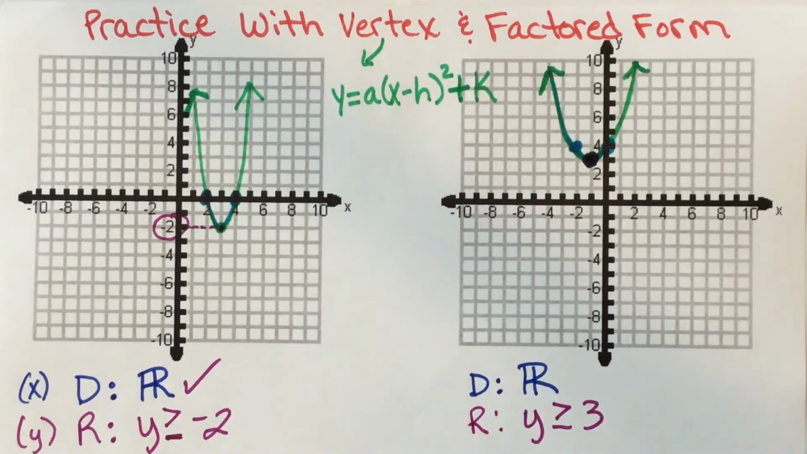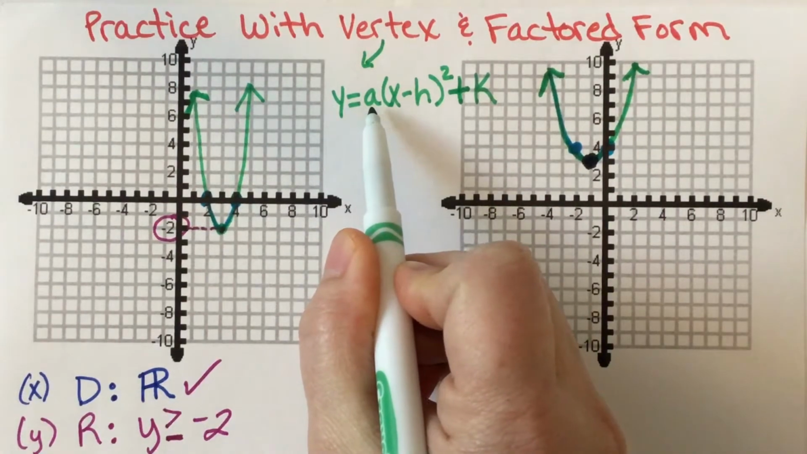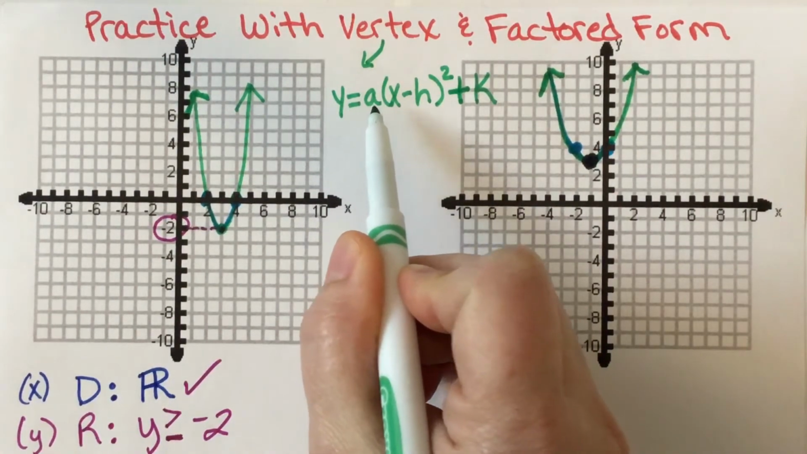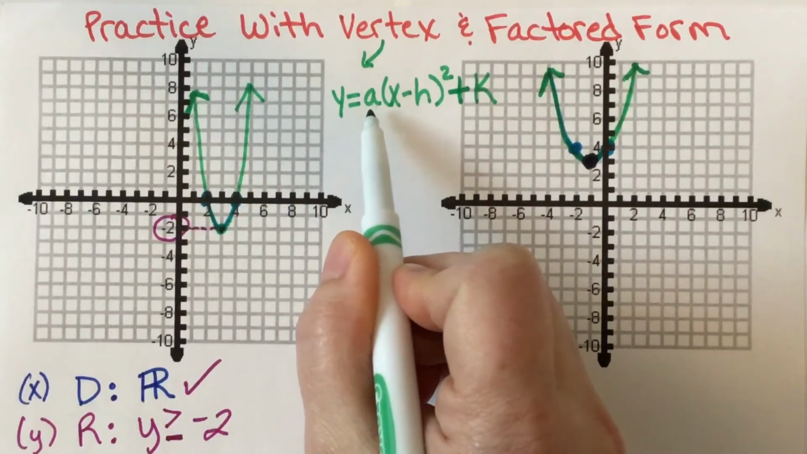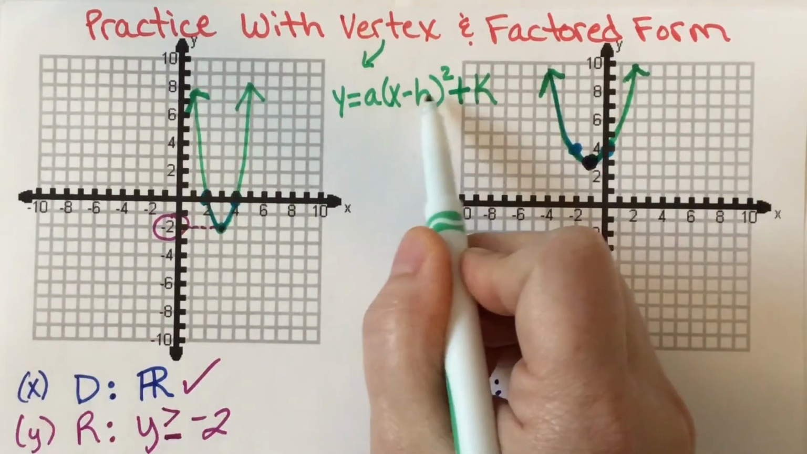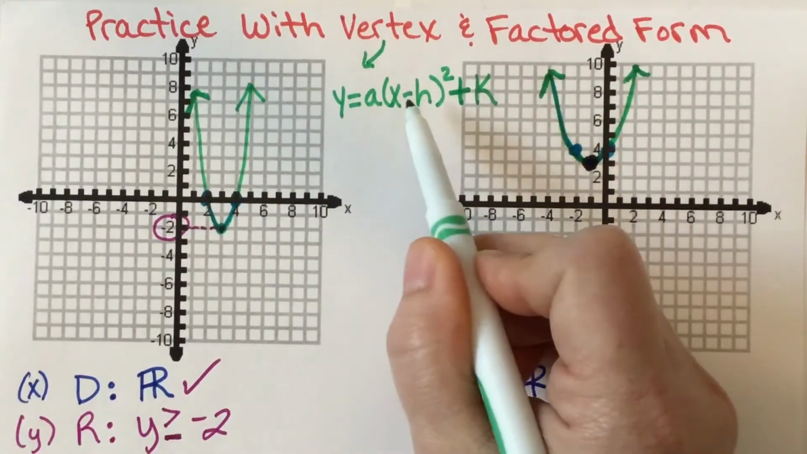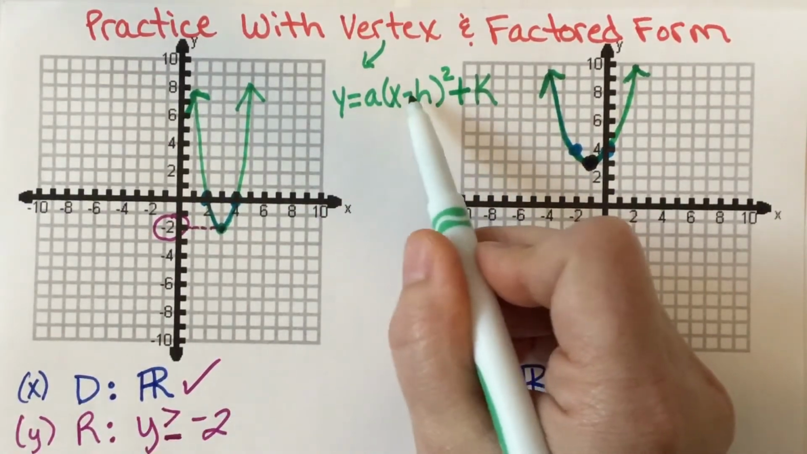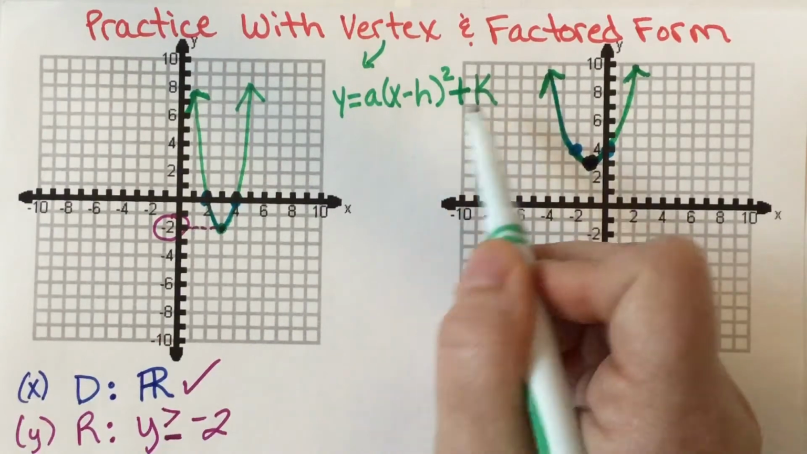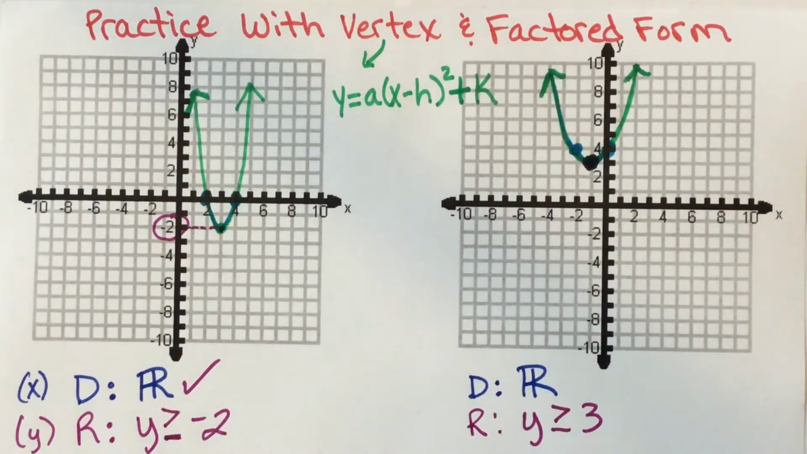Okay? So the A is how wide the graph is or how skinny the graph is. So I'm going to show you how to do the A. And then inside is the left-right motion, and outside is the up-down motion. So the inside left-right motion and the outside up-down motion, that's what we've already been talking about. Okay? So let's just see what we can do with this.